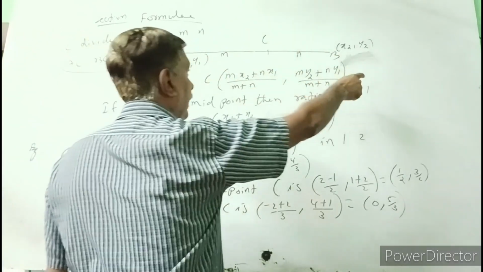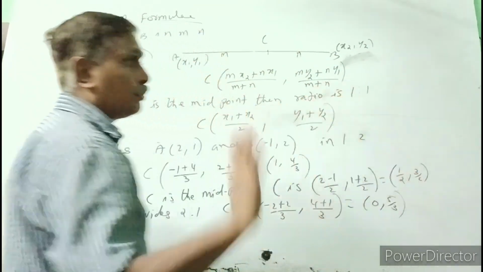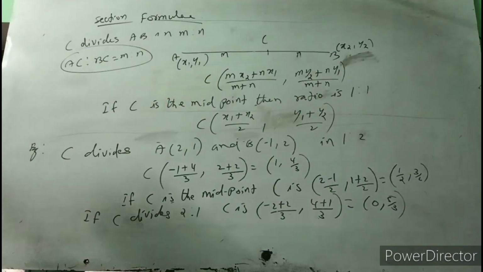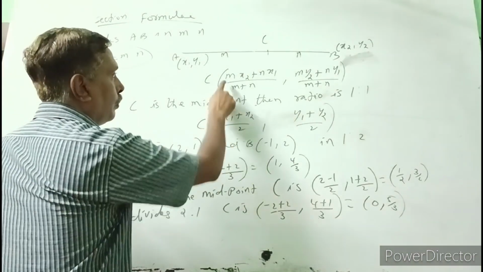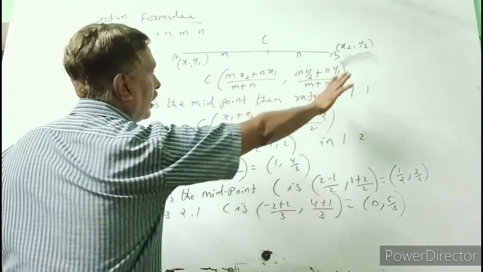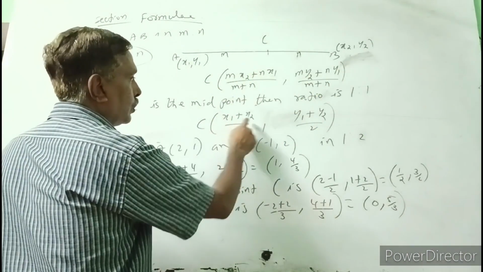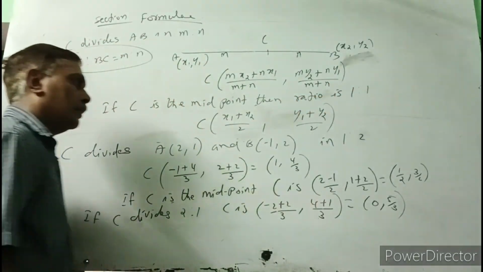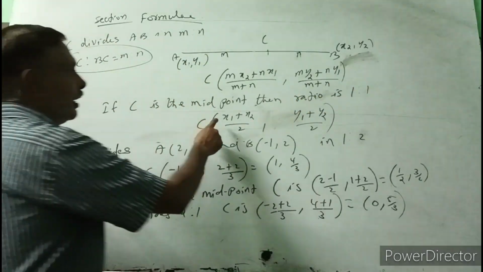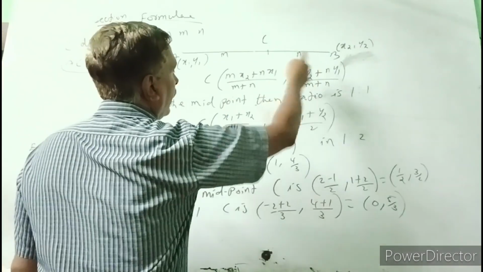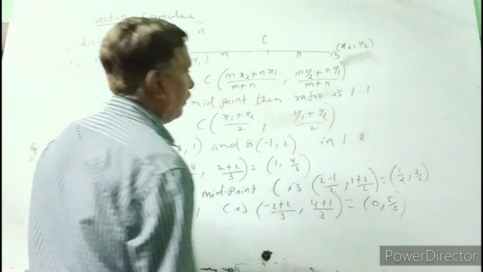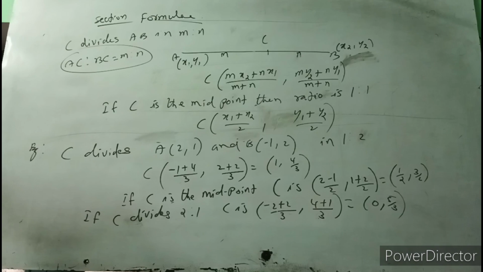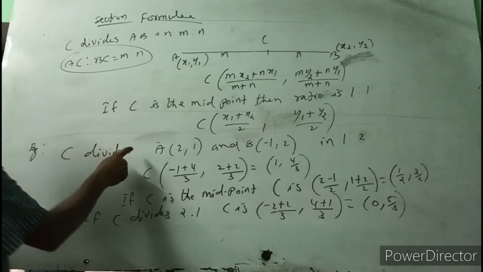In this case, suppose C is the midpoint of A and B, then the ratio will be considered as 1 is to 1. So the formula we can apply directly, with m and n both 1. That is why it is (x1 plus x2) by 2, (y1 plus y2) by 2. So the midpoint formula can be calculated directly. X coordinates are divided by 2, y coordinates are divided by 2. That's the midpoint.